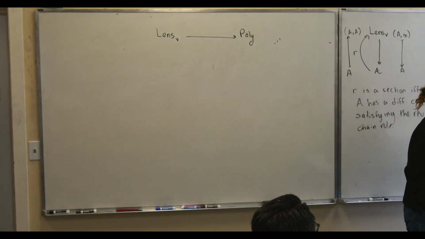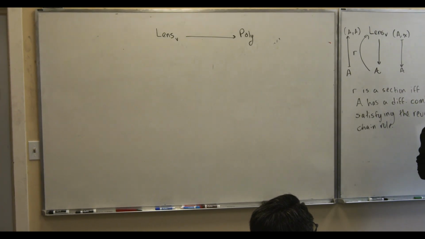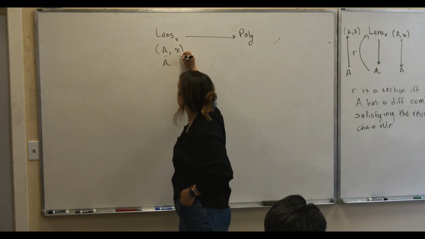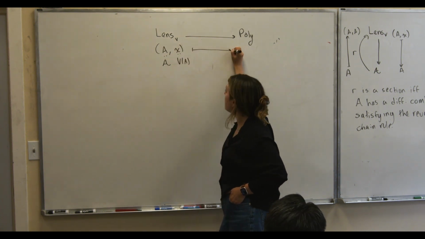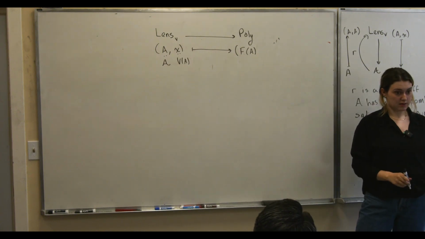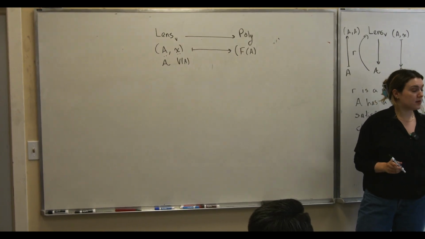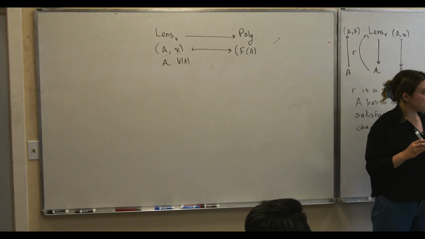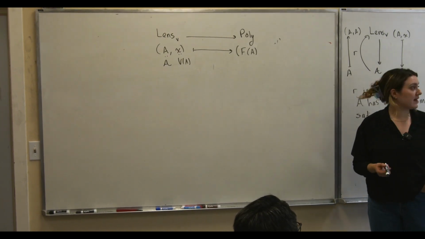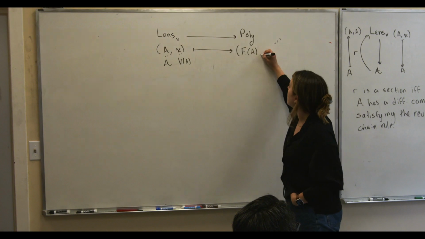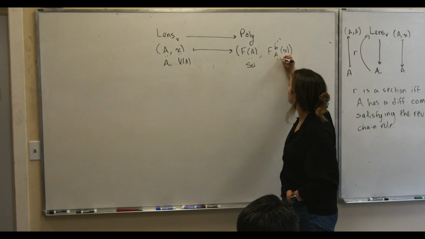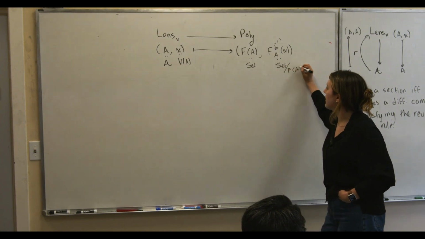So on objects, we're going to take a pair AX. A is an object of A, X is in V of A, and we're going to send it over to F of A. F is a functor from A to Set, so that's a set. And then we're going to send it to some set function with codomain F of A, so something that's in Set sliced over F of A. So F flat A of X. This lives in Set, and this lives in Set sliced over F of A.